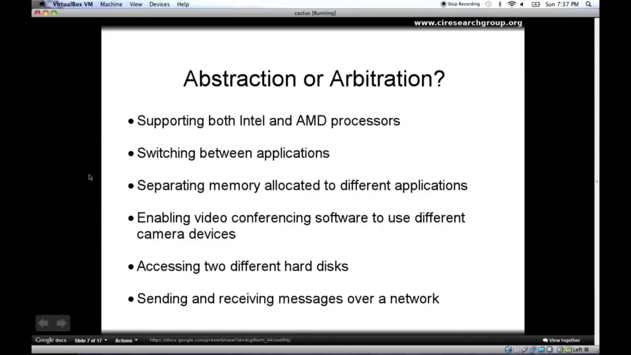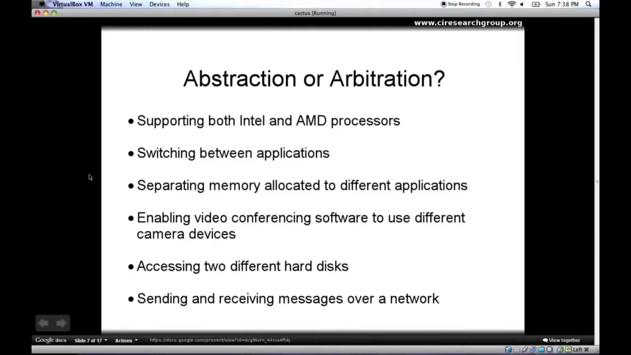Enabling video conferencing software to use different camera devices. This would be an example of abstraction. The video conferencing program just has to know how to use a camera interface that the operating system provides, and then different cameras from different manufacturers can be used without having to write the video conferencing program to be able to talk to each individual camera. Similarly, accessing two different hard disks from two different manufacturers. Any underlying detail differences between those drives can be handled by using the operating system to abstract away the details.